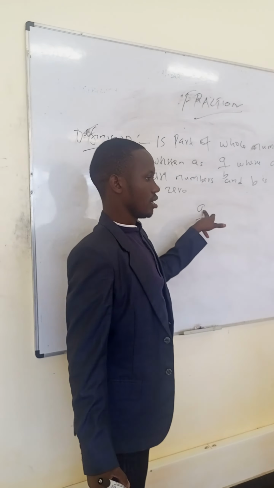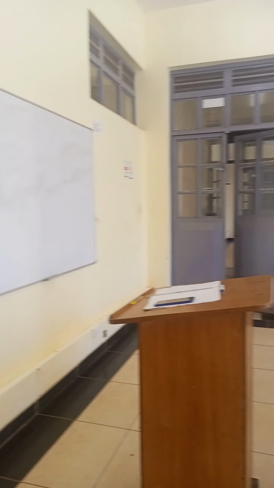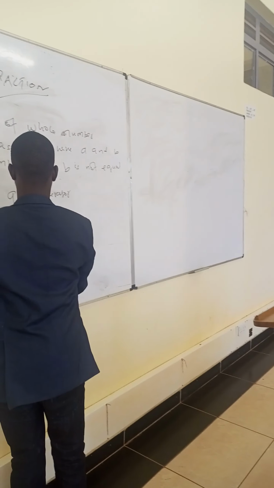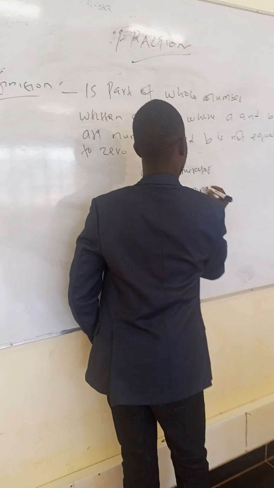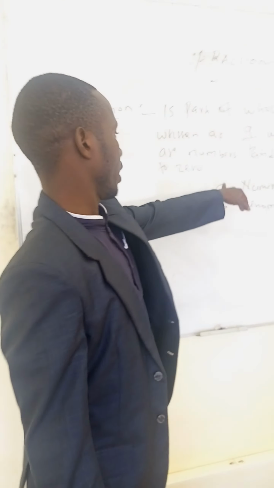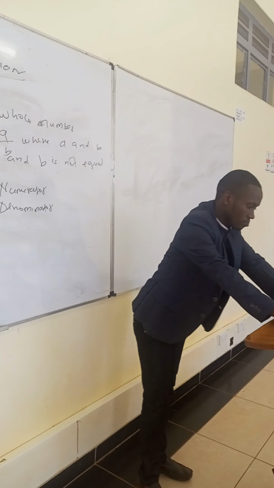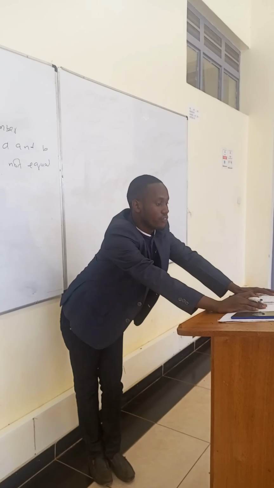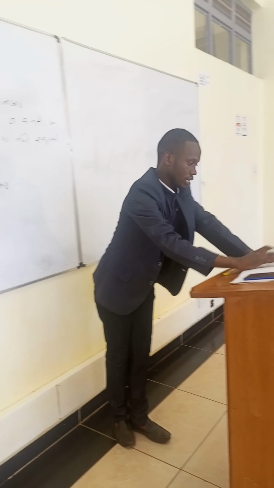So it's like this. This A, what do we call this one? This one, we call it numerator. And then this one, we call it denominator. So A is the numerator and B is the denominator. Now, we have learned the definition of fraction. If you can tell what is a fraction, this is what you can say.